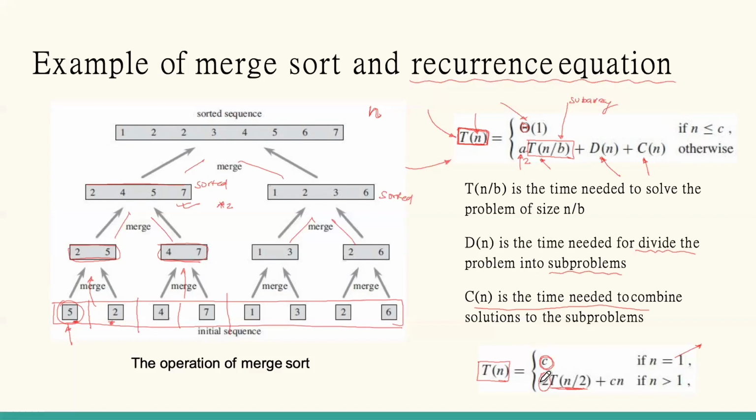Or when n is more than 1, 2 times the running time for half the list. So if the running time for the original list was 10 seconds, then this would be 5 seconds and so on. Also, in the merge sort, we don't need much time to divide the problem because we don't need to copy the entire array or do anything specific. What we do need time for is to combine the solutions. And we know that the merge method takes approximately Cn time, linear time. So this is the recurrence equation for the merge sort algorithm.